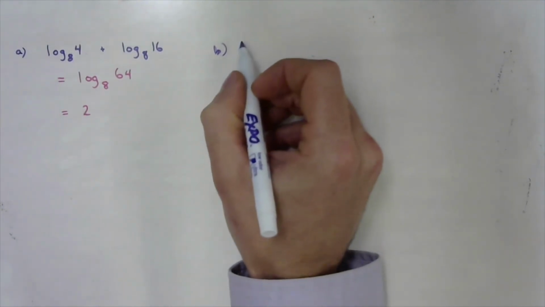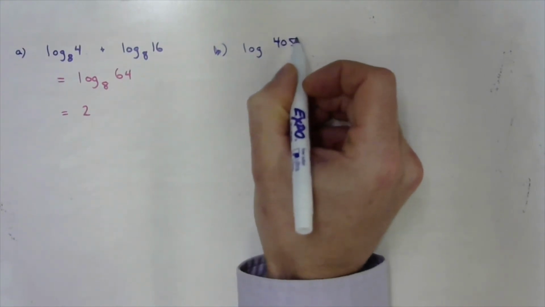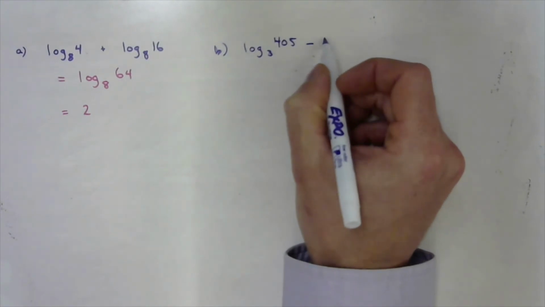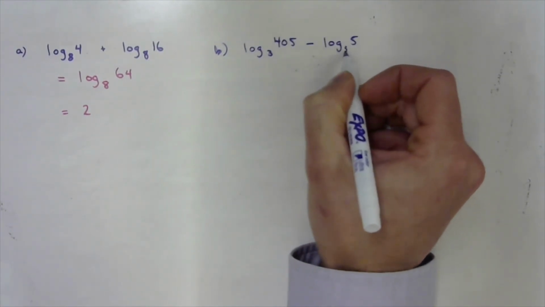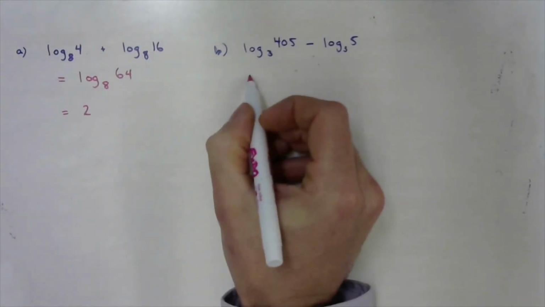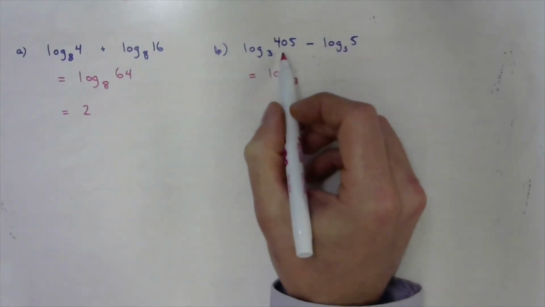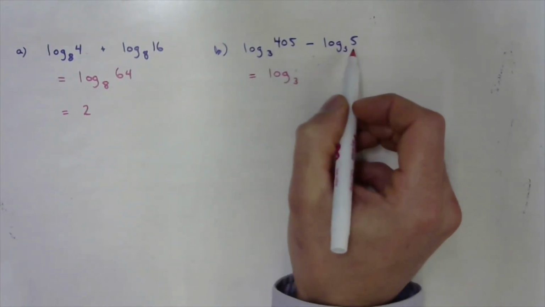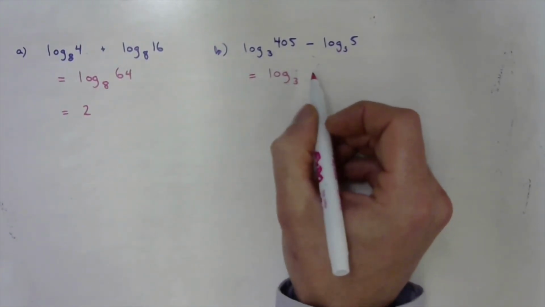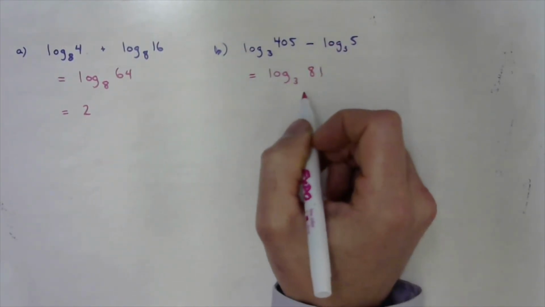B, the log of 405 base 3 minus the log of 5 base 3. Which law are we applying? Quotient law. So copy down my log base 3, 405 divided by 5. Well, 400 divided by 5 is 80, and 1 more, so 81. That's helpful because 81 is a power of 3.